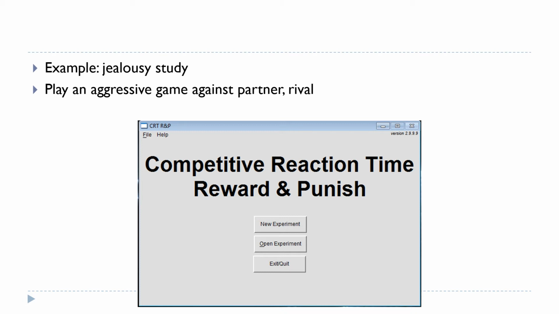But in this particular case, all people played both games. They played the game against the partner, and they also played a game against the rival. Now, the fact that I mixed up the order is a specific solution to a problem that we'll get to in just a little bit.